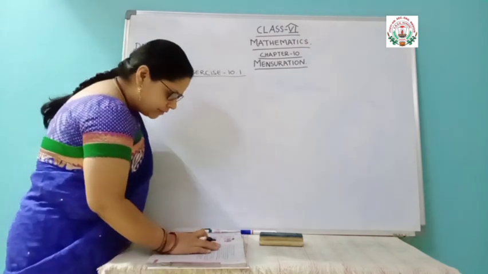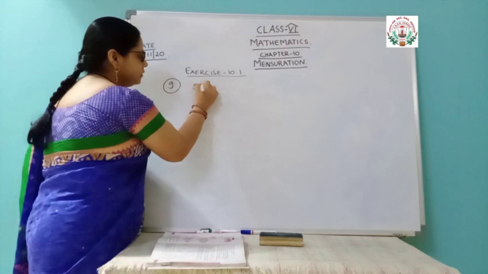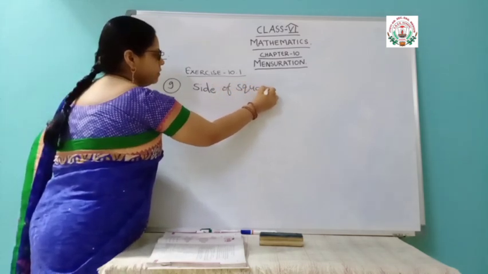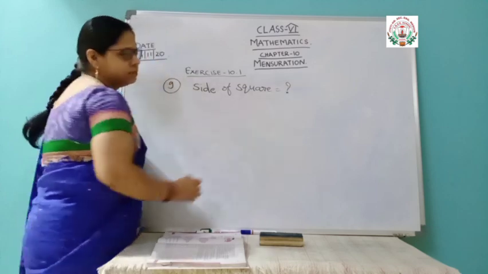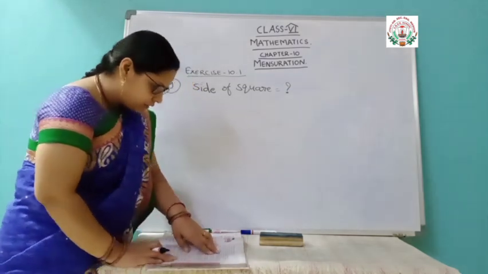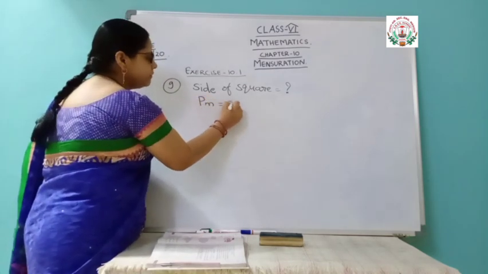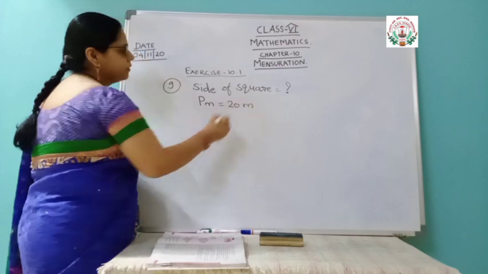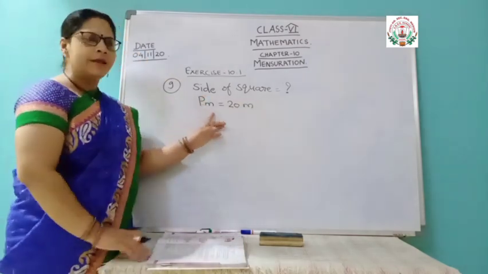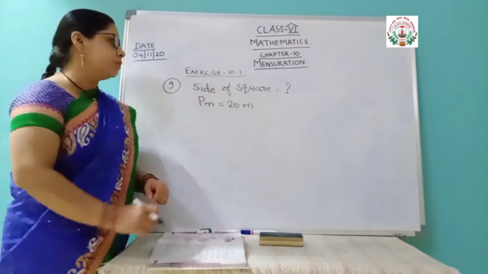9th, find the side of the square. Now here side of square you are not knowing. That you have to find. And find the side of the square whose perimeter is 20 meter. Perimeter is given 20 meter. Okay. Now it is in the reverse order. That means perimeter is given and side of the square it is asked to find out.